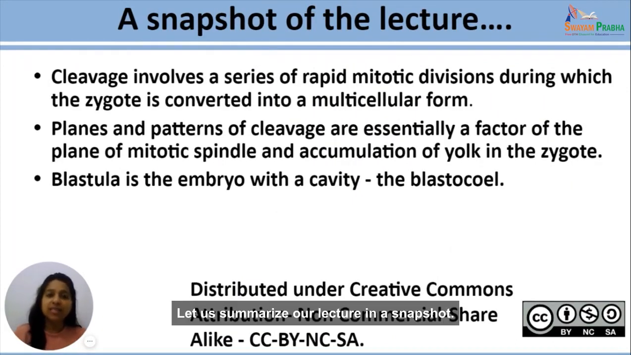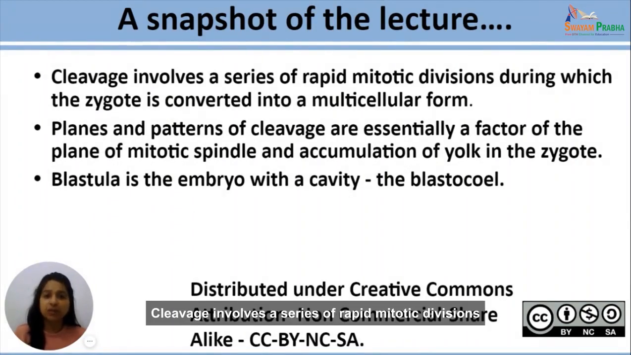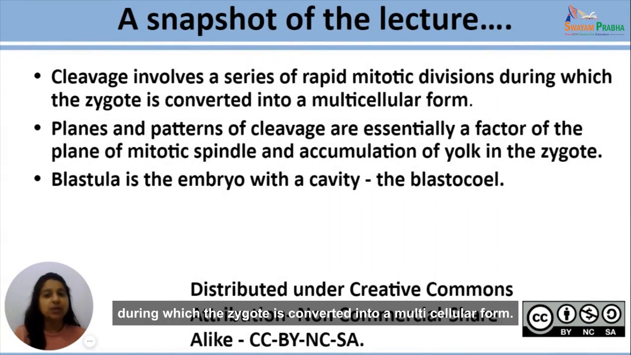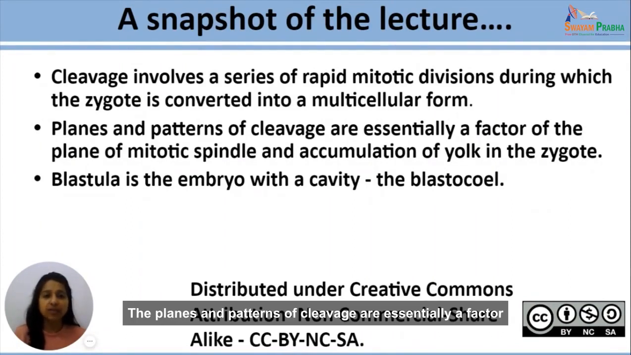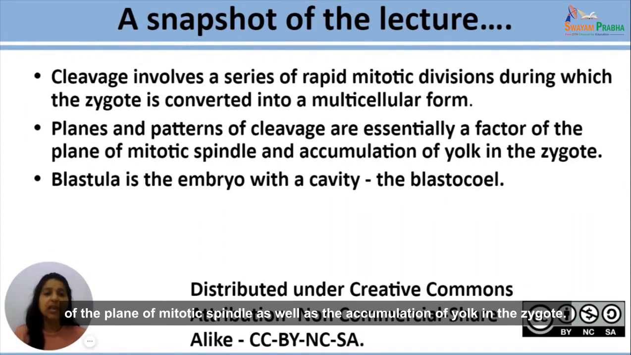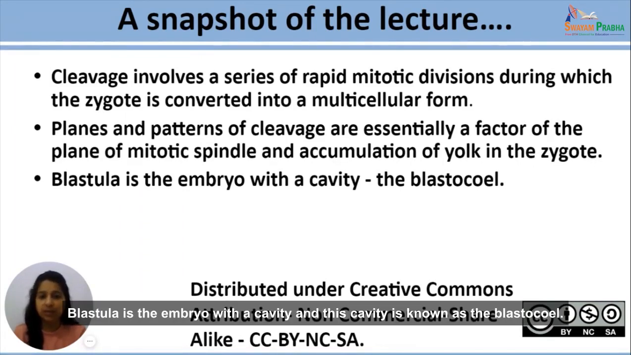Let us summarize our lecture in a snapshot. Cleavage involves a series of rapid mitotic divisions during which the zygote is converted into a multicellular form. The planes and patterns of cleavage are essentially a factor of the plane of the mitotic spindle as well as the accumulation of yolk in the zygote. Blastula is the embryo with a cavity, and this cavity is known as the blastocoel.